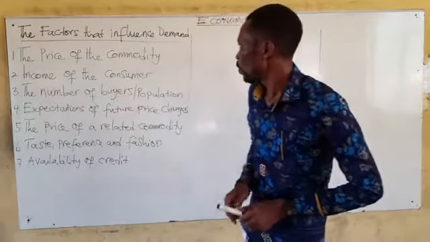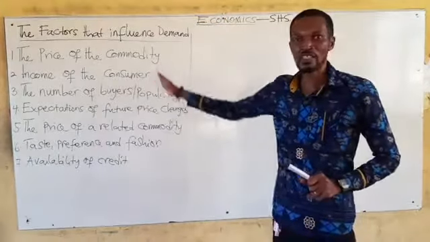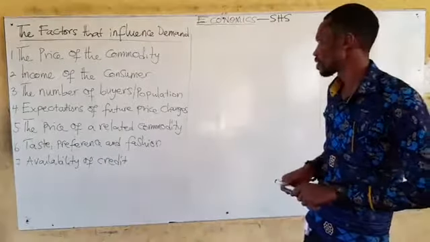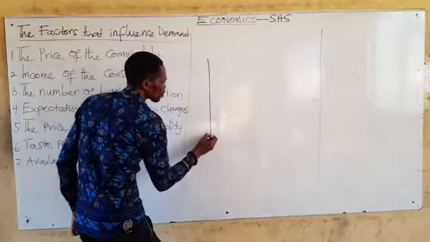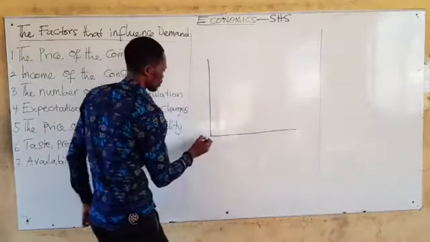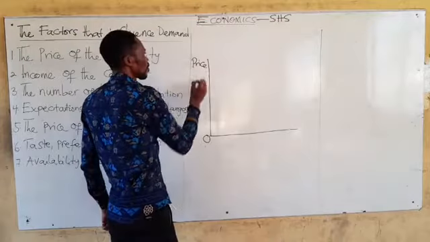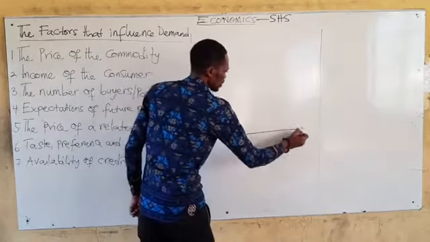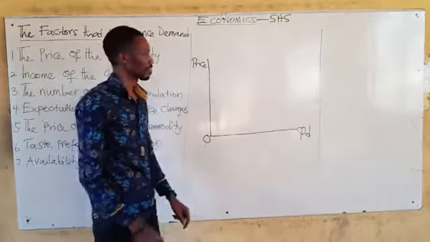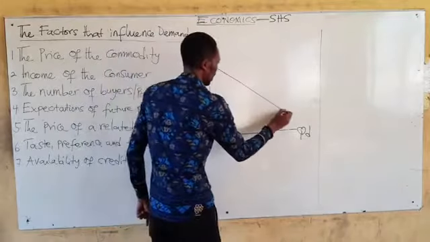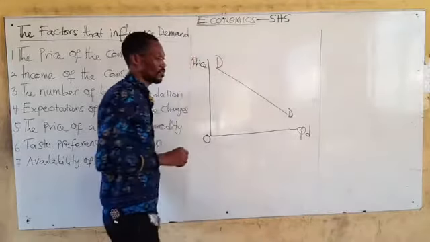Okay, so I am going to go straight away to draw the demand curve and illustrate to you how these factors will influence the demand curve. The first demand curve will go like this. And as usual, you locate the origin. Price will be on the y-axis, and the quantity demanded will be on the x-axis. And don't be surprised that my demand curve will be drawn like this. This is my demand curve.